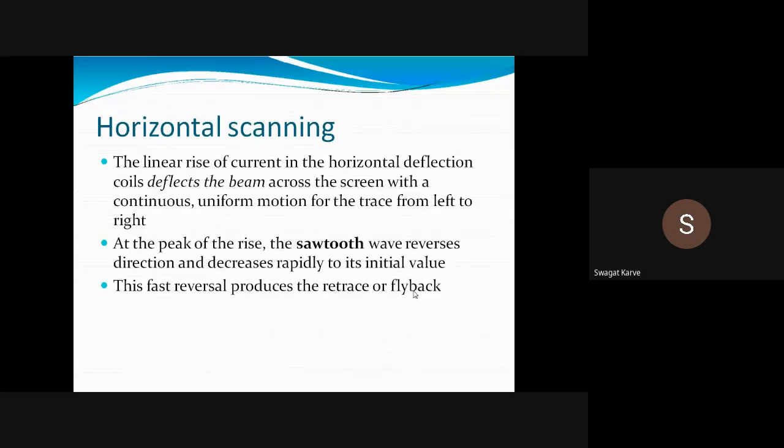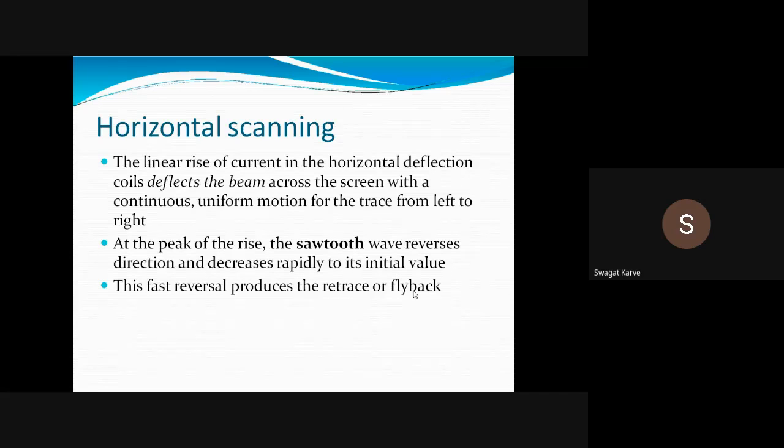from left to right. म्हणजे horizontal scanning म्हणजे काय? It is in horizontal direction from left to right or right to left. That is trace, retrace, trace, retrace, right? This is known as horizontal line.